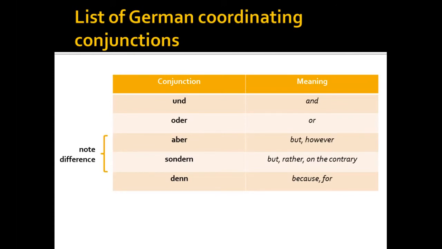And I'm going to take a look at these in greater depth in just a second. And then finally we have denn, which means because or for. It has a softer, more causal sense than weil in German, which also means because. But at this moment, let's take a closer look at aber and sondern.